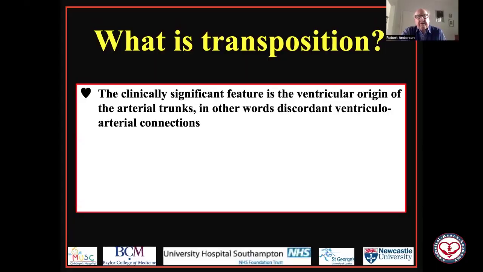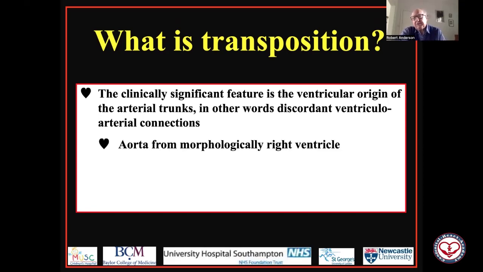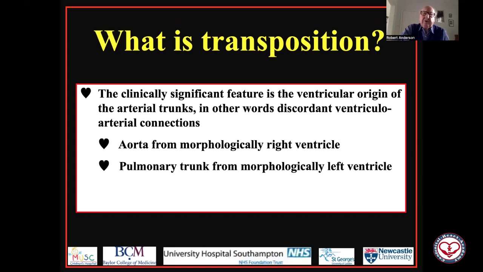So the clinically important feature, I hope we will all agree, is the ventricular origin of the arterial trunks. In other words, discordant ventricular arterial connections. We've now emphasized that to you. The aorta is arising from the morphologically right ventricle. The pulmonary trunk is arising from the morphologically left ventricle.